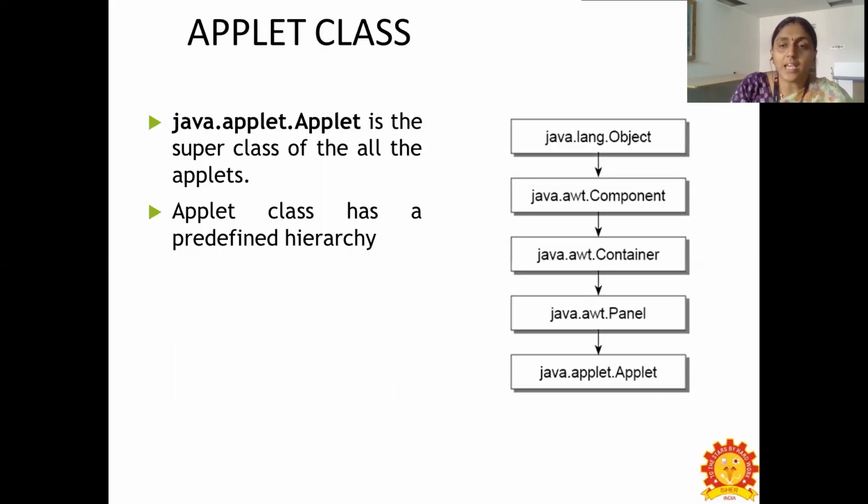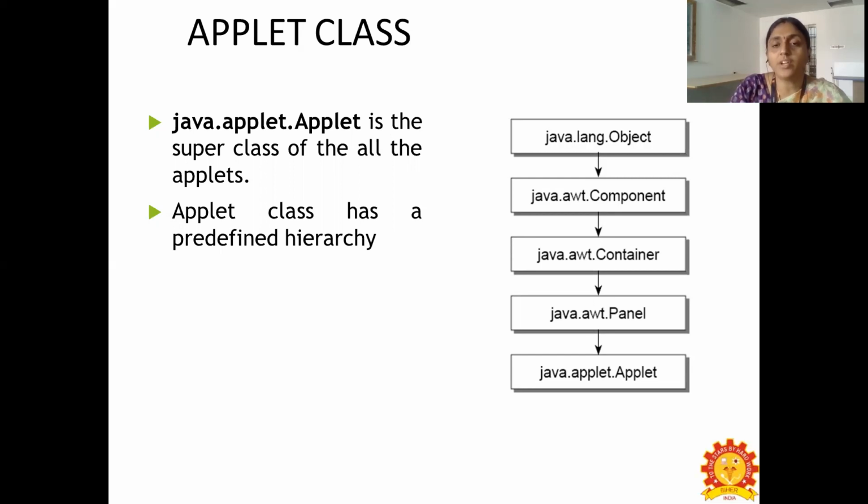Now we will see the hierarchy of the applet class. So java.lang.Object is the top hierarchical class. And then java.awt.Component, which is inherited from java.lang.Object.